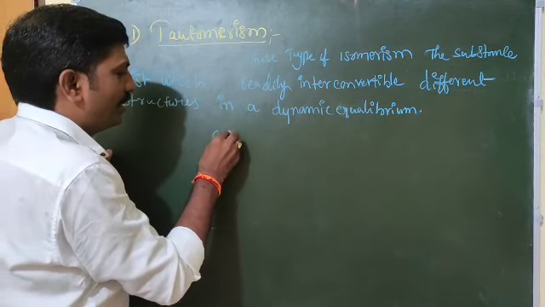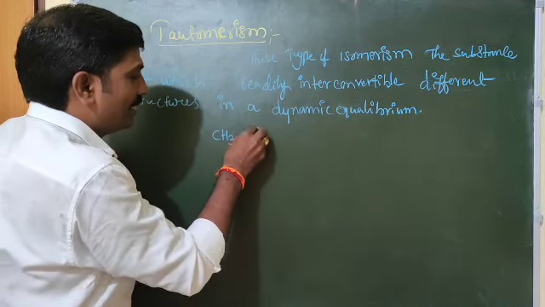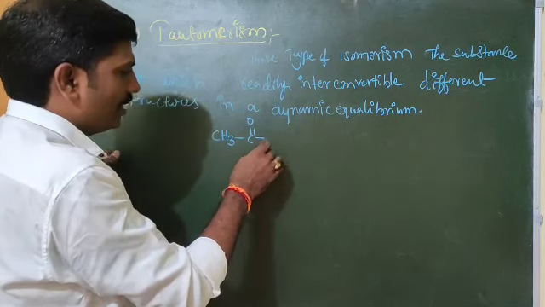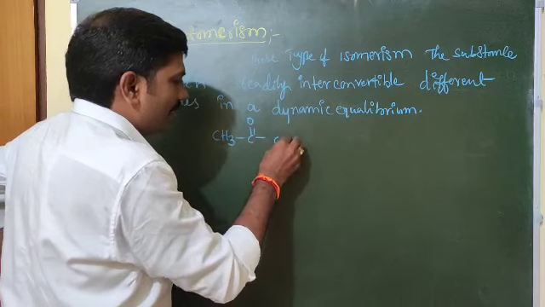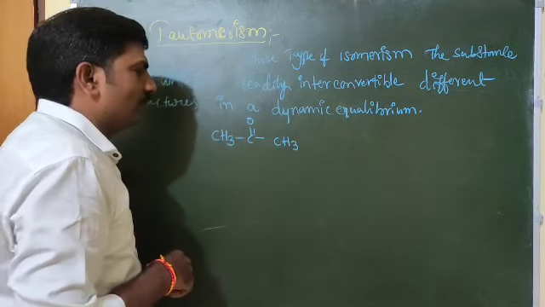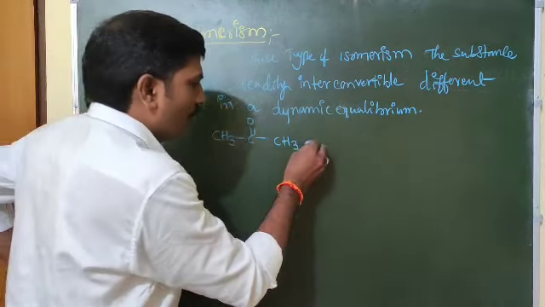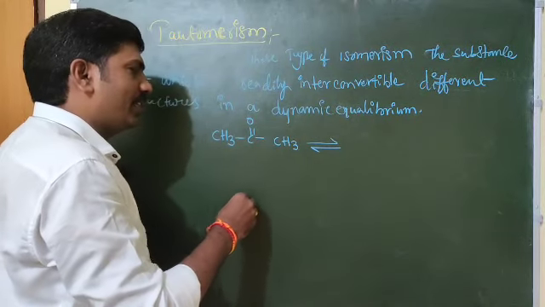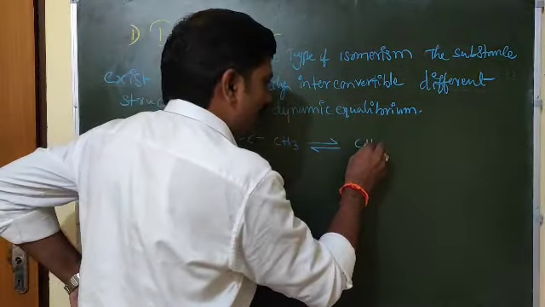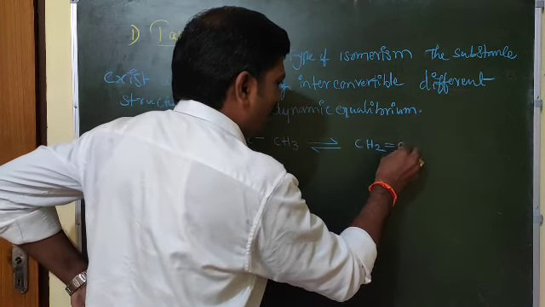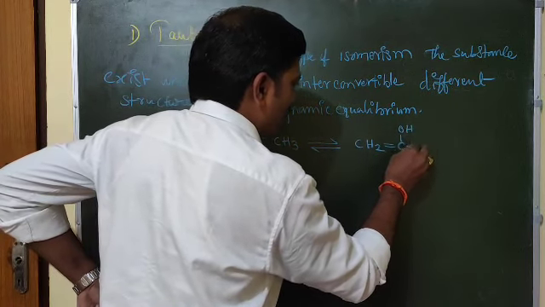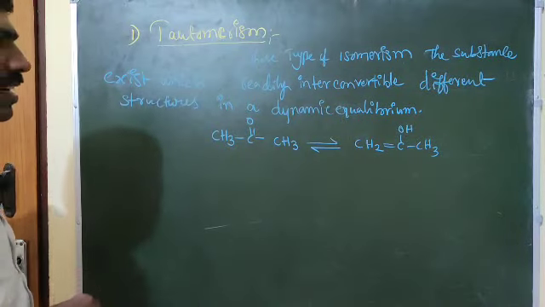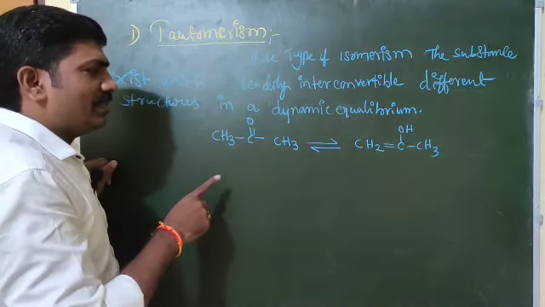One example we will take is CH3 C double bond O CH3. This ketone changes into enol, so we call it keto-enol isomerism. Here we get CH2 double bond COH and CH3. This is one example of this type of isomerism.